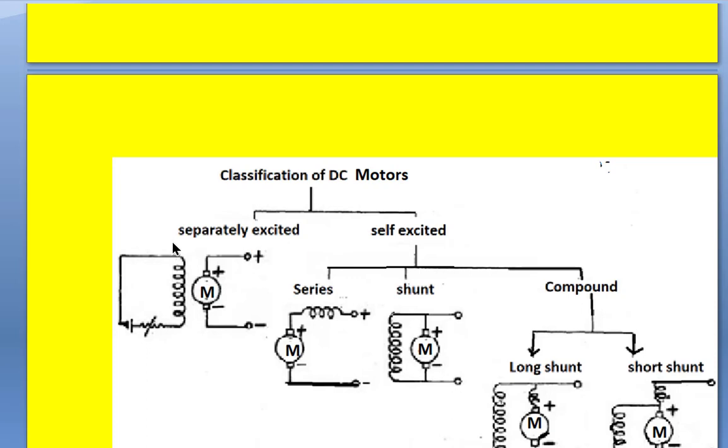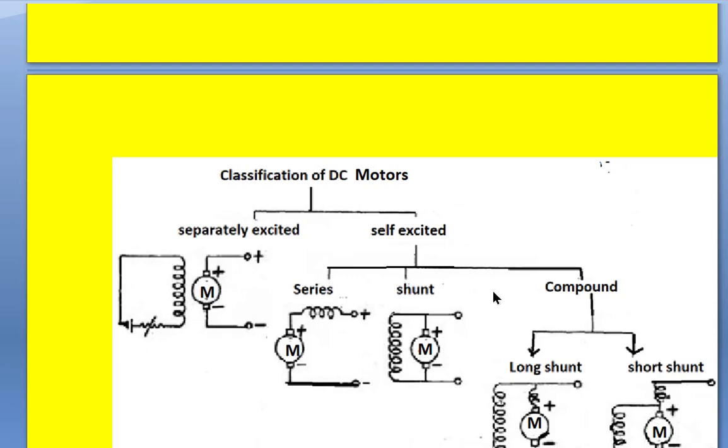Classification of DC motors: separately excited motors. Separately excited means the field current comes through a separate source, that is, a separate battery like this, and the battery is connected in series with a variable resistance like this, and the motor is connected to another DC supply. This means the motor armature is supplied by a separate source and the field winding is supplied by another source. So that is the reason it is called a separately excited motor.